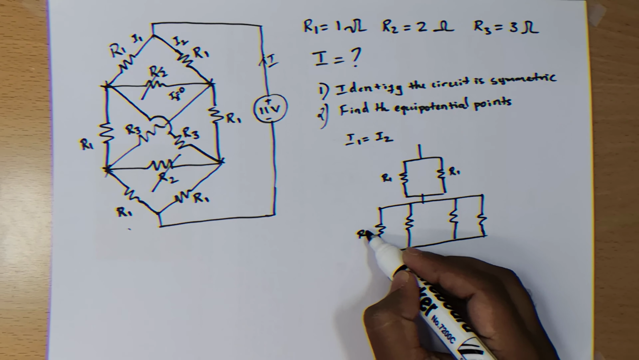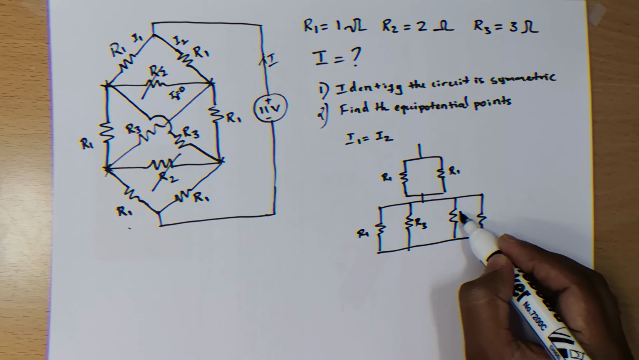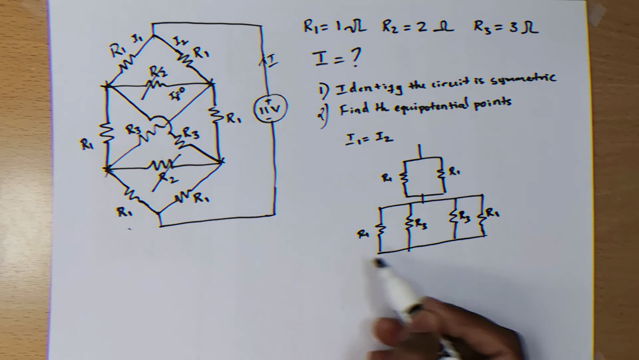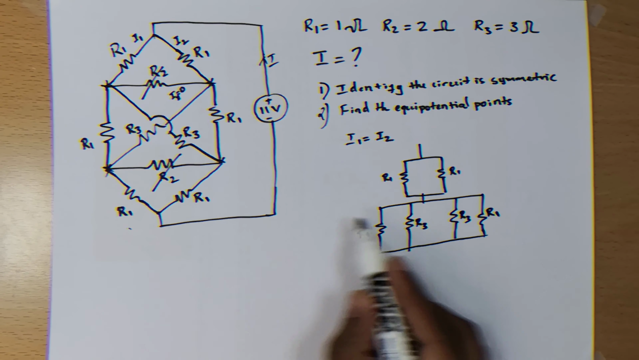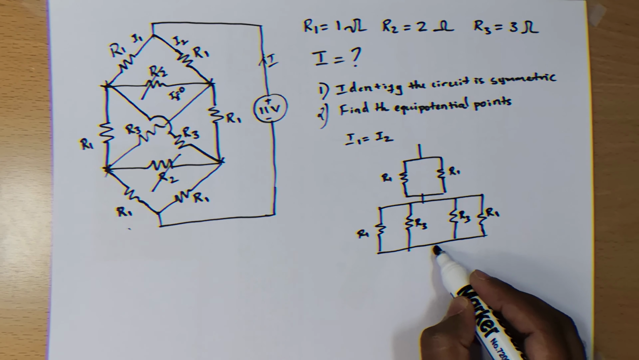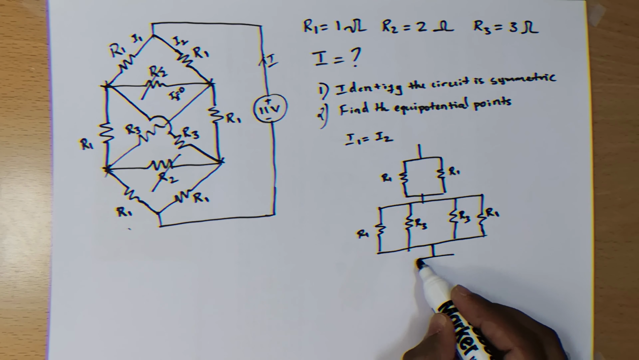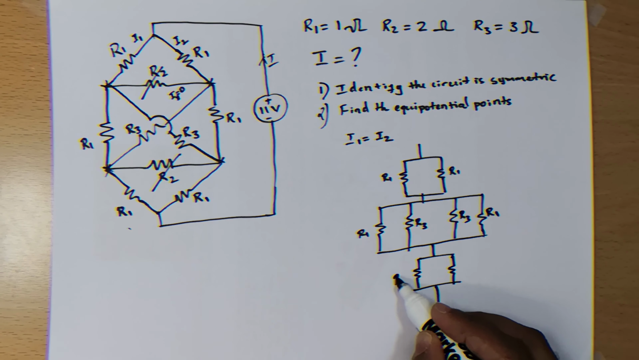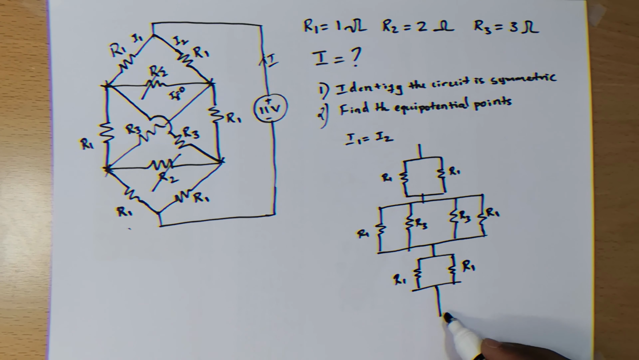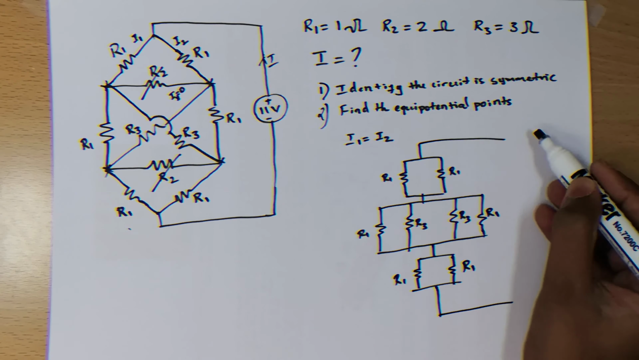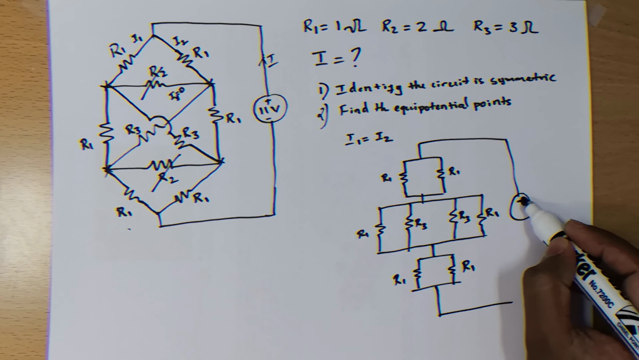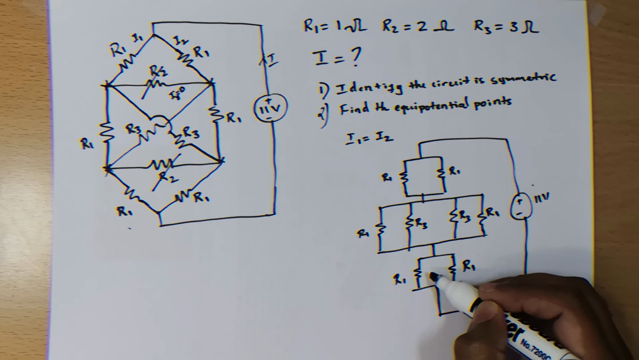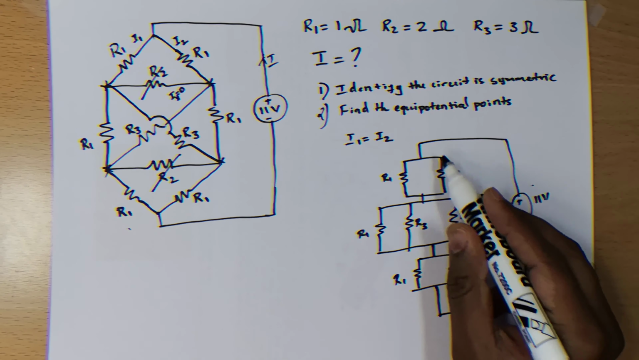So this is R1, this is R3, this is R3 again, and this is R1. So we have redrawn this part like this, since these 2 resistances are gone, and then you have 2 resistances in parallel, which is R1 and R1 again. So now if you see, this is quite easy to solve. What you have here is all the resistances in parallel.